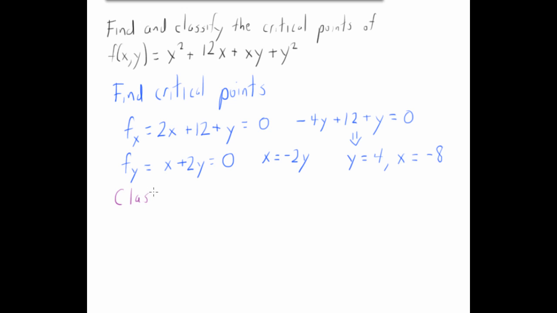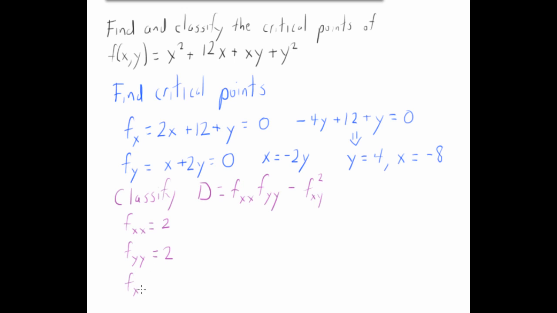So now we want to classify. Now this is where we're going to be using the discriminant d, which is equal to f sub xx times f sub yy minus f sub xy squared. So let's see how this is going to work. F sub xx, well, thank goodness I have my derivatives above, so that is going to be equal to 2. F sub yy, the derivative of this with respect to y, is 2.